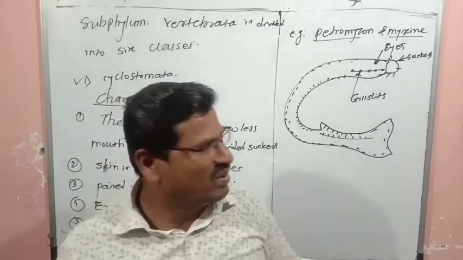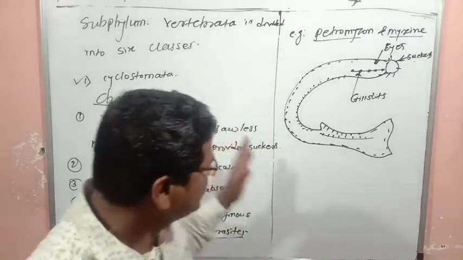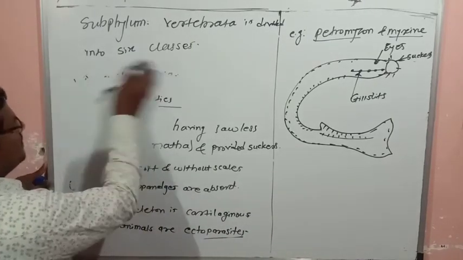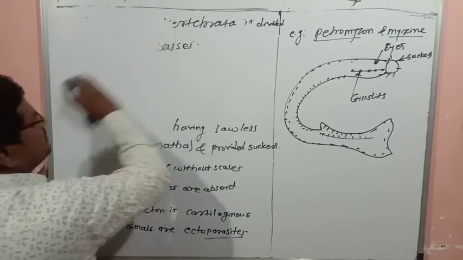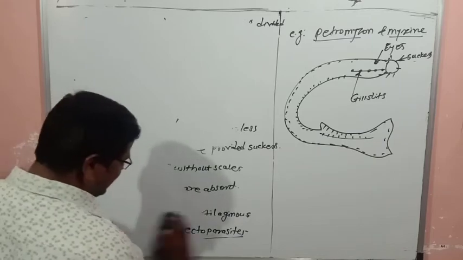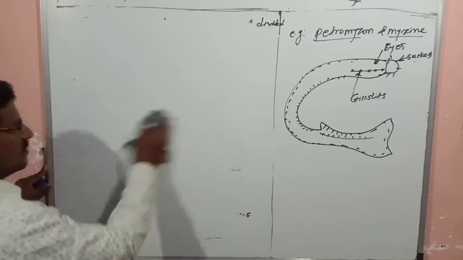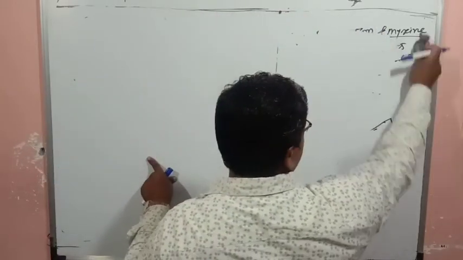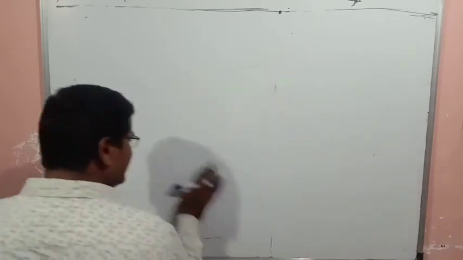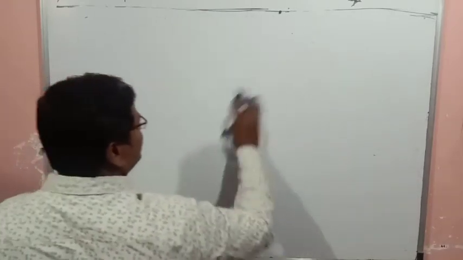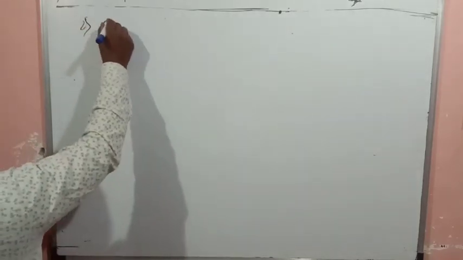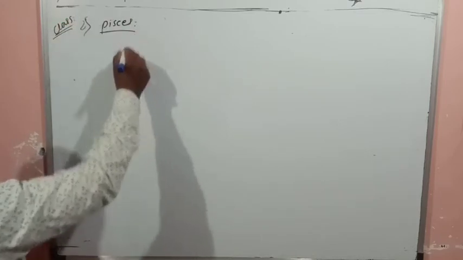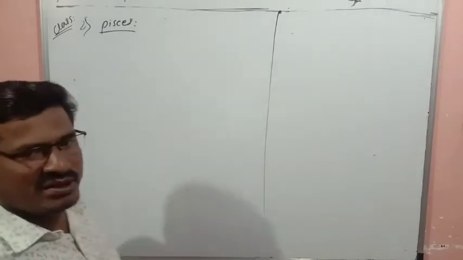So we have studied cyclostomata. In the next class, we are going to study the second class, Pisces, in which fish are included. What are their characteristics and what are their examples, that we are going to study.